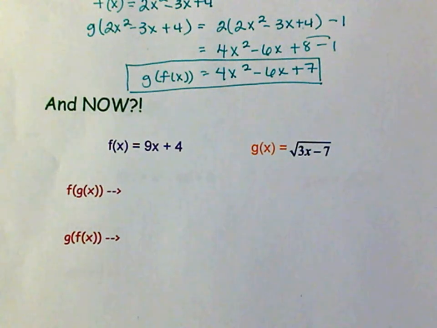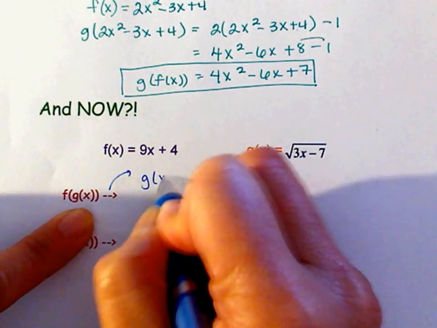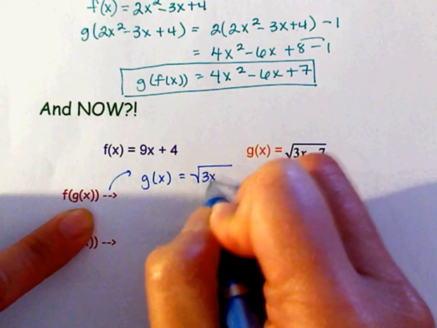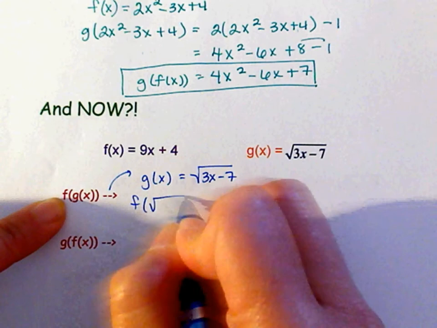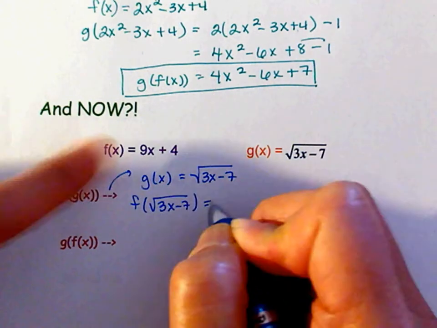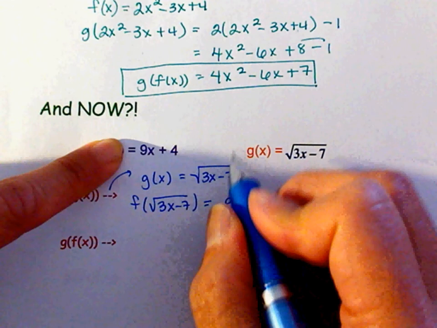All right, here we go. Let's do the first function, g of x, right here. What is your g of x? Square root of 3x minus 7. Okay? Now we're going to go into the f. My new x is now square root of 3x minus 7.